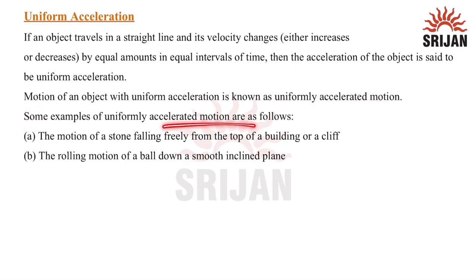Some examples of uniformly accelerated motion can be like the motion of a stone falling freely from the top of a building or a cliff. Second would be the rolling motion of a ball down a smooth inclined plane.